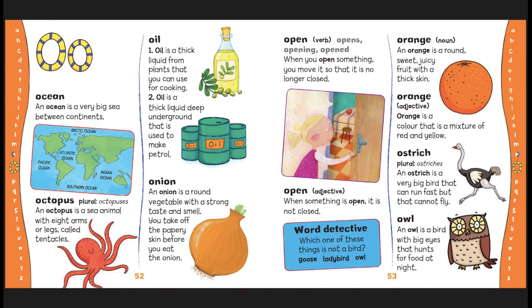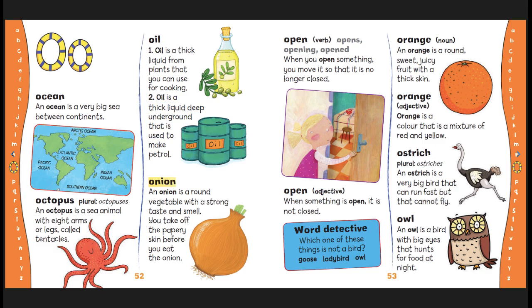O. Ocean. An ocean is a very big sea between continents. Octopus. Plural, octopuses. An octopus is a sea animal with 8 arms or legs, called tentacles. Oil. 1. Oil is a thick liquid from plants that you can use for cooking. 2. Oil is a thick liquid deep underground that is used to make petrol.